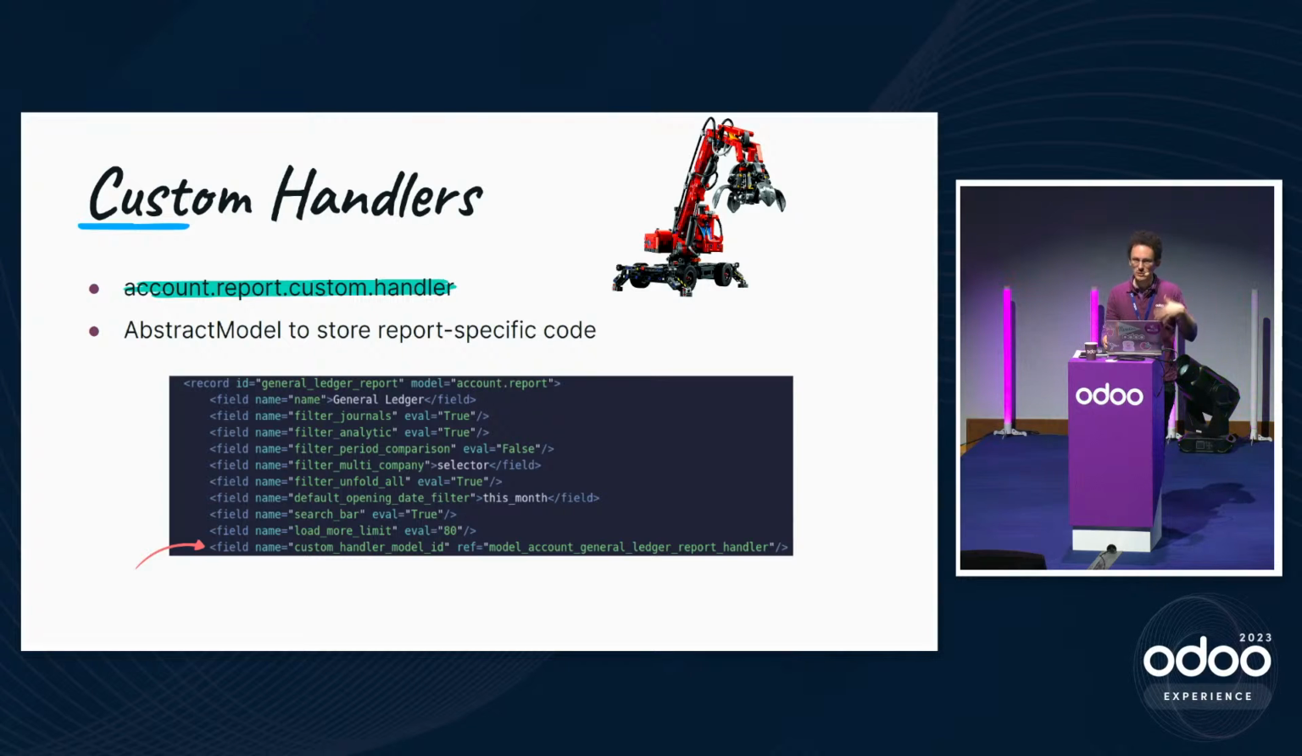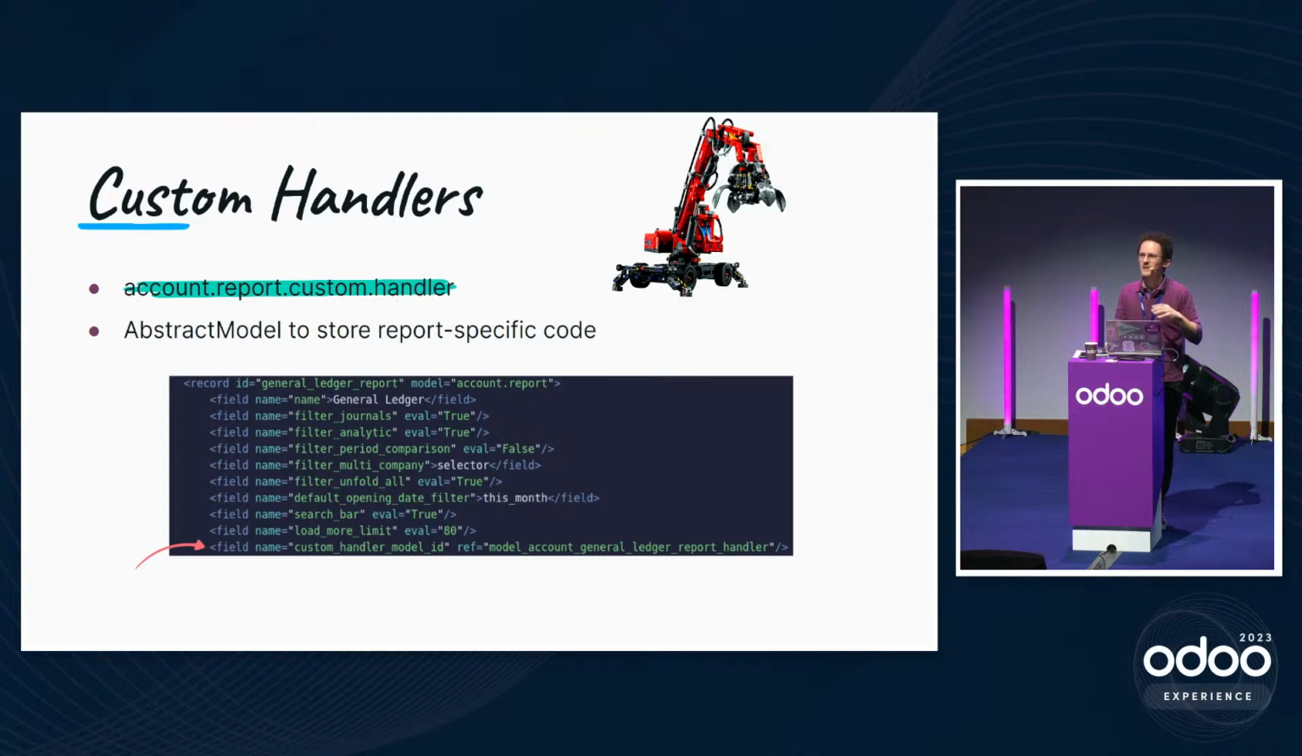And basically you link it to the report in data, as you can see here with the general ledger, very simply like that. And so how does it work exactly? Well, the custom handler model provides hooks, actually, that you can override to change various aspects of the computation of the report. There are a bit less than 10 hooks, if I remember well, in the file. I'm just going to explain the two main ones.